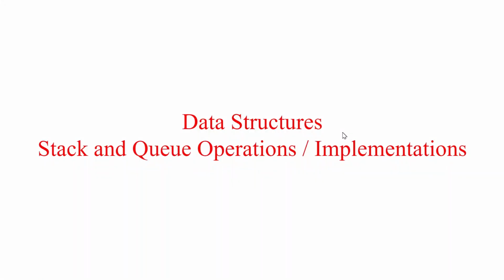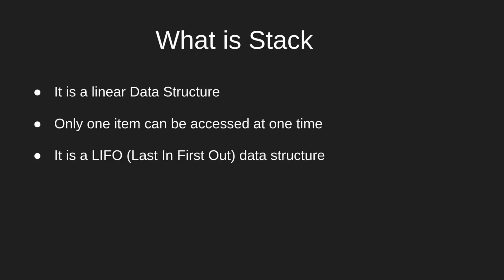In today's video, we are going to see the implementation of stacks and queues in Java. So let's get started. So what is a stack? Stack is a linear data structure, which means that the data is stored one after another in a sequence. At one time, only one item from the stack can be accessed. The item that can be accessed is at the top. All the other elements in the stack are not accessible.